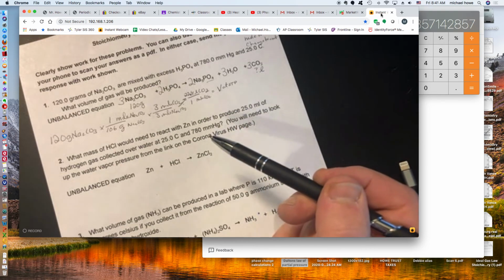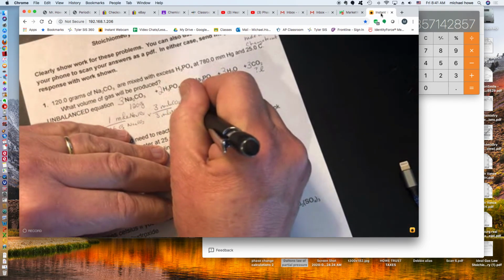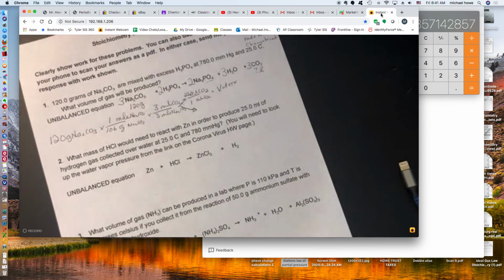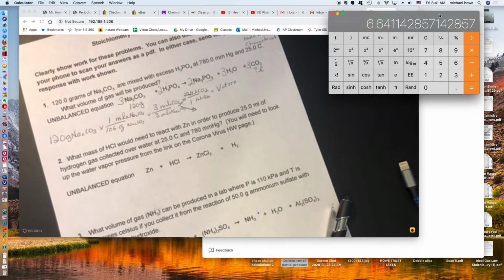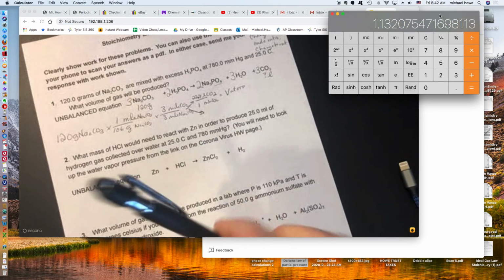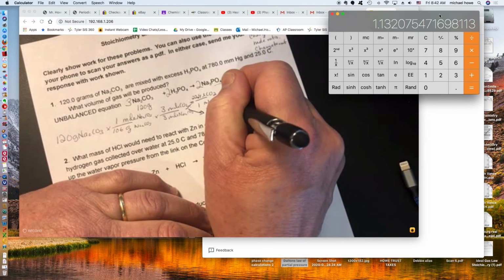All right, alternatively to doing the 22.4, you could, and this is what I would suggest that you do, find the number of moles of CO2. So let's go ahead and do that. We have 120 grams of sodium carbonate. We're going to divide by 106, and so we have 1.13 moles of sodium carbonate right there. It's a 3-to-3 ratio, so it's just 1.13 moles of CO2.